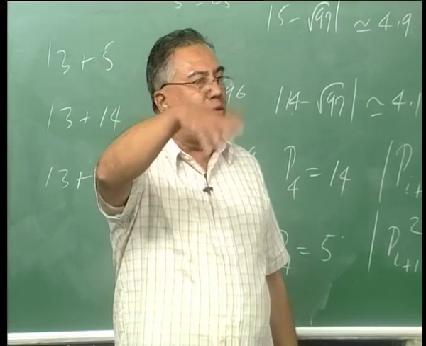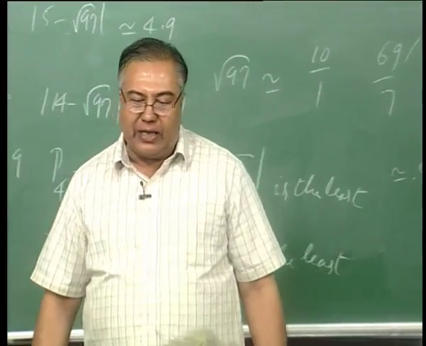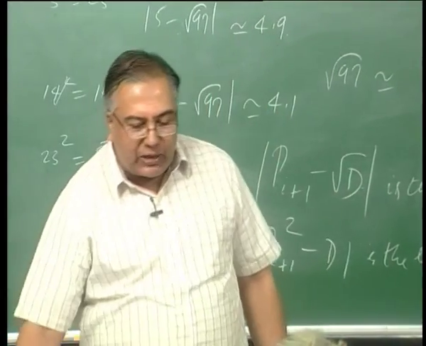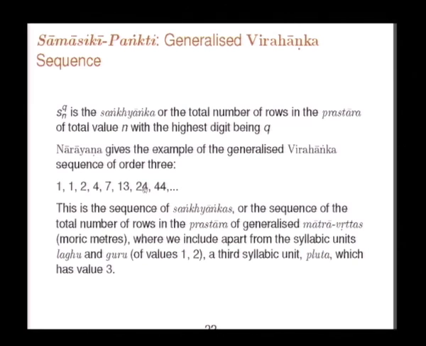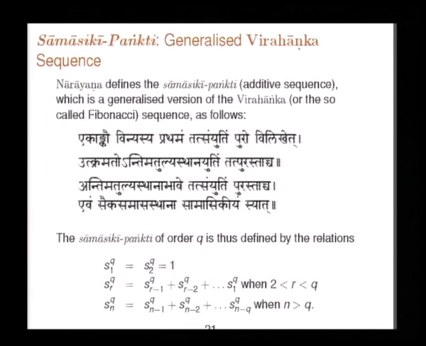To the right of the first 7 rows you put a 3, to the right of the next 13 rows you put a 2, to the right of the last 24 rows you put a 1. That way you generated that 47 row Prastara, the 7 Matra Vritta Prastara with 1 2 3. So, these are the generalized Virahanka numbers of order 3. This is called the Samasiki Pankti.